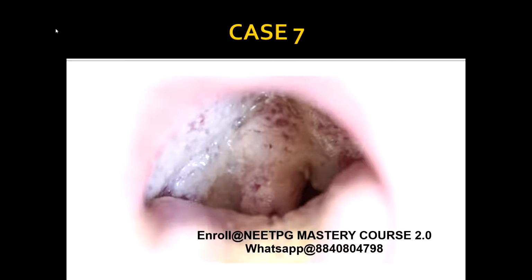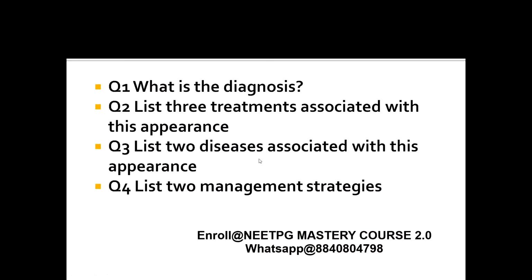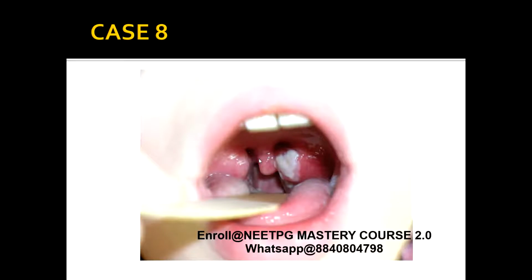Now this is a similar picture you have seen this year in your NBE examination where a bulged out tonsillar tissue was seen in the picture and they had asked you the diagnosis. So in that case it was peritonsillar abscess, and similar cases will be asked in your future examinations also. So this is a similar type of picture which was given in your examination.